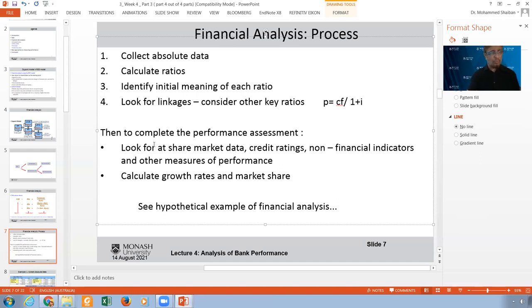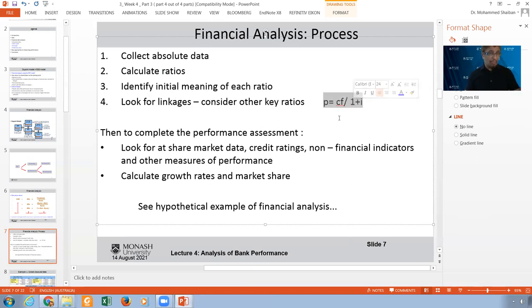So then to complete the performance assessment, look for share market data, credit ratings, non-financial indicators, and other measures of performance. And I think we have talked about this before, and we talked about the validation. If you validate, because accounting numbers will tell me accounting numbers, but we want to see what the externals are saying. If I'm making very high ROE, I should have high rating and have share market data. As I told you, if you look at this number.